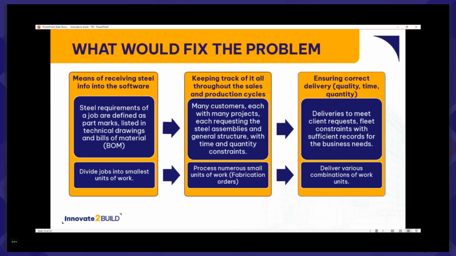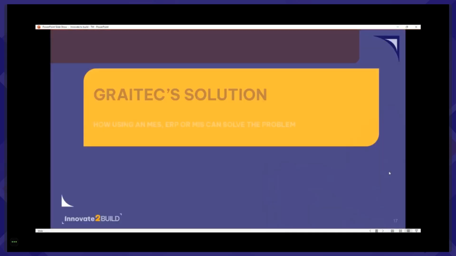Now, in the previous pillar, you can even decide to break it out to multiple customer orders, at least in the solution that we're going to talk about in just a few minutes, and ensuring the correct delivery quantity and time. So delivering various combinations of work units and being able to manage that would be a huge fix for this problem as well.